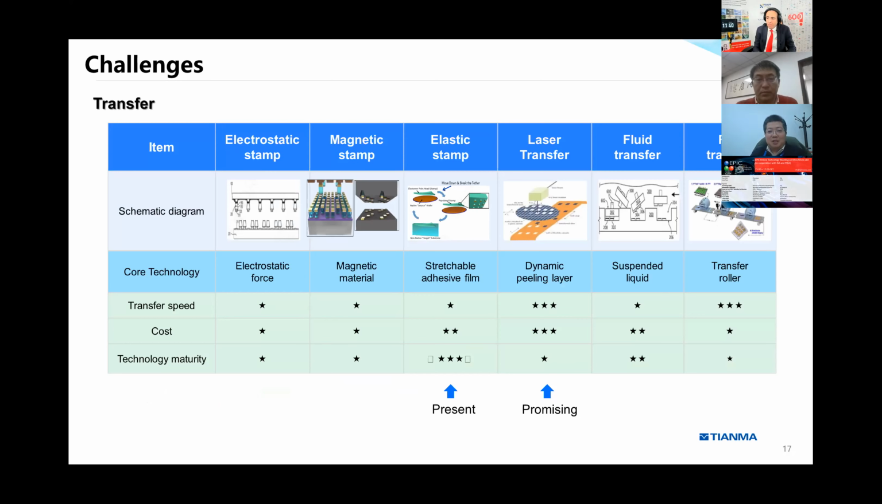And now let's look at the challenges of transfer. Here on the table, I list 6 mainstream transfer methods. Up till now, the most mature one is still the stamp method. Most of the prototypes are produced in this way. However, for the stamp, its efficiency and speed are relatively low. So for mass production, that is not efficient.